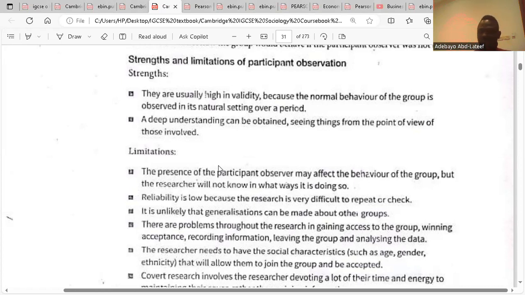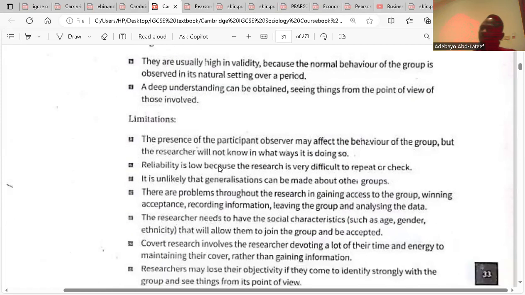Now, the problems about participant observation. The first one, the presence of the participant observer may affect the behavior of the group. This is if the observer is using overt. Do you understand? Yes. He's not seen as a member. He's seen as a researcher. So that might influence the behavior of the group. Clear. The second problem is low reliability, as such research might be difficult to repeat.